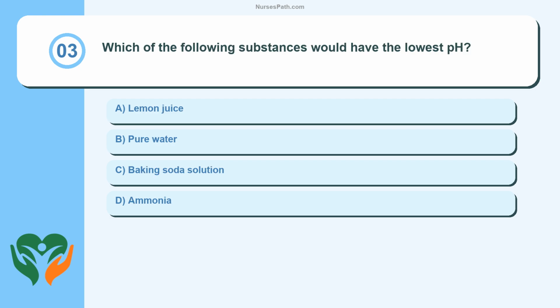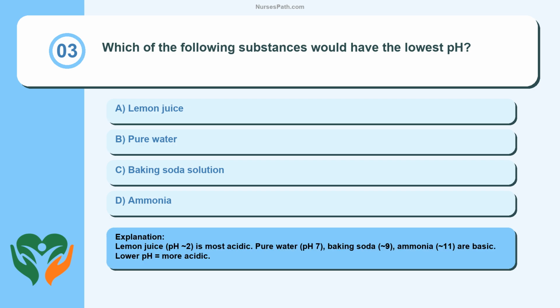Question 3. Which of the following substances would have the lowest pH? Lemon juice, pure water, baking soda solution, ammonia. Lemon juice, pH 2, is most acidic. Pure water, pH 7, baking soda, 9, ammonia, 11, are basic. Lower pH equals more acidic.